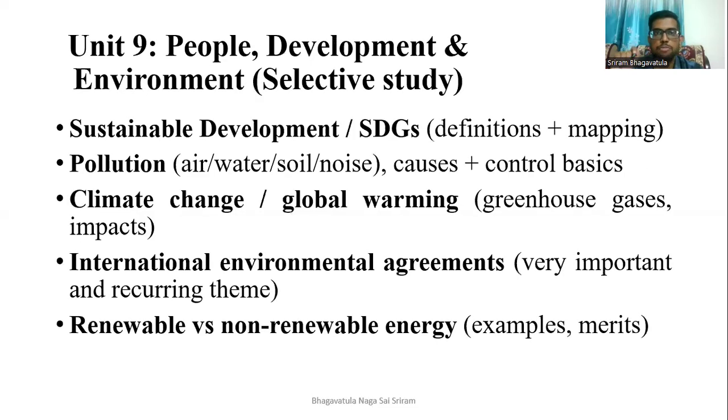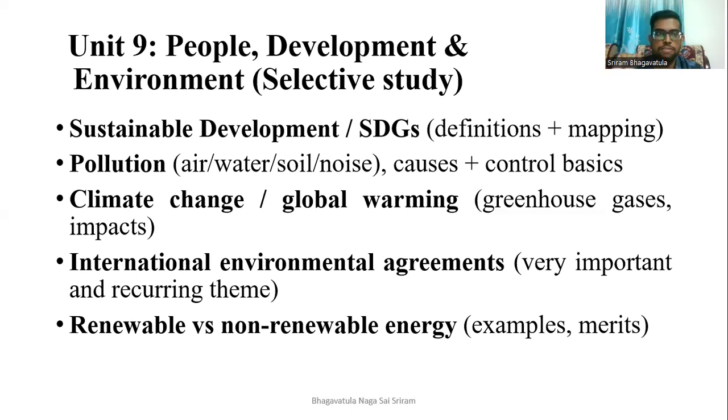Next unit is related to people, development and environment. In this, you can't study everything. You need to do a selective study. You need to cover the following things. First is sustainable development or SDGs, definition plus mapping. What activity will be considered under what heading of sustainable development? Second one is pollution: air, water, soil, noise, causes plus control basics. See, for law people, the major advantage is that there is another unit on environment in your paper too. So if you study this properly, it will be helpful for the other unit in your Paper 2 law subject examination.